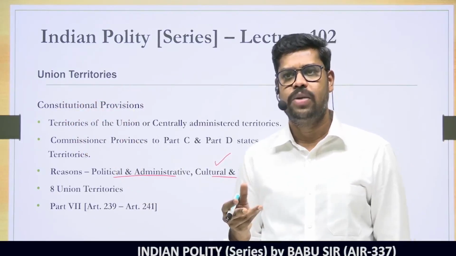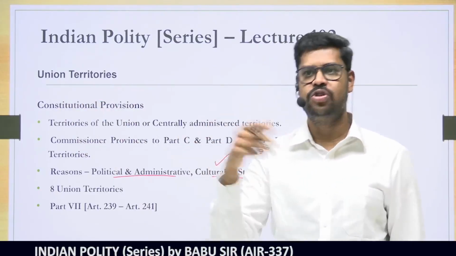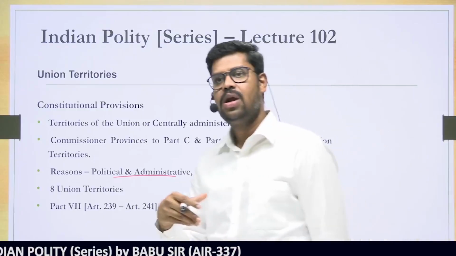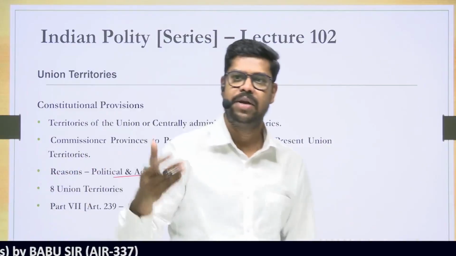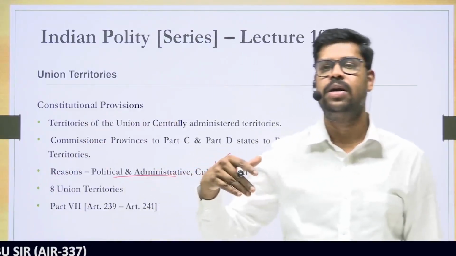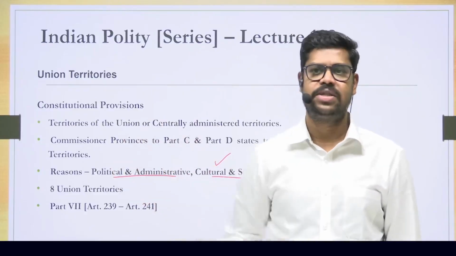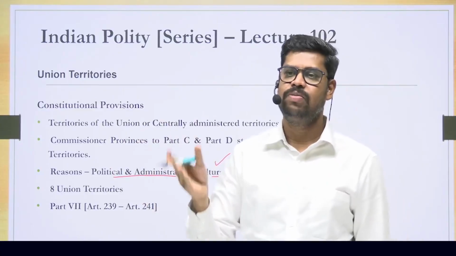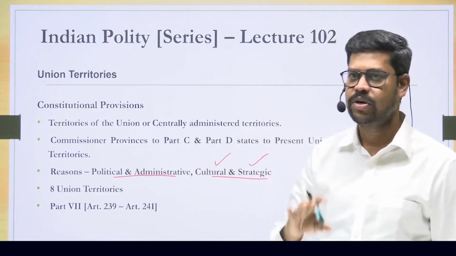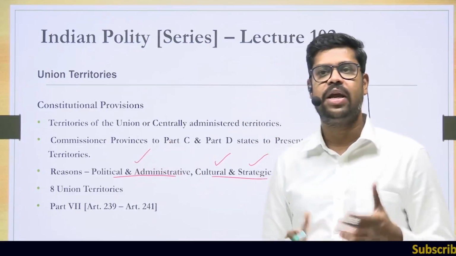Look into Puducherry. Puducherry has got a very distinct culture, because if you look into the history as to how Puducherry became part of India, Puducherry was ruled by the French, and subsequently after India became independent, Puducherry was acquired. So because the people have a distinct culture there, Puducherry was given the status of a union territory. So it could be because of population, strategic reasons, or cultural reasons. It can also be because of political and administrative reasons.